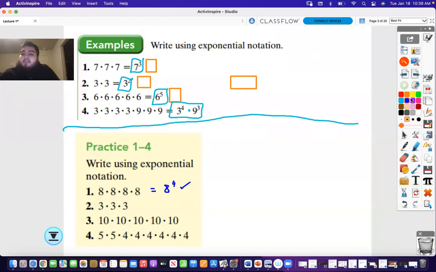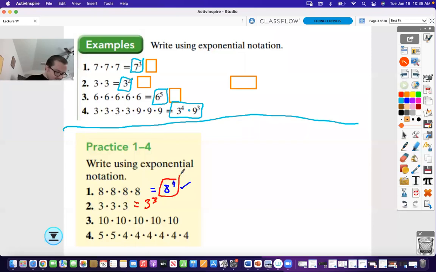Now, do I have a different volunteer to tell me their answer for number 2? 3 cubed. Excellent, Alexis. So Alexis says 3 cubed. Does anyone agree or disagree with Alexis? Agree. Excellent. I also agree. Do I have a volunteer for problem number 3?